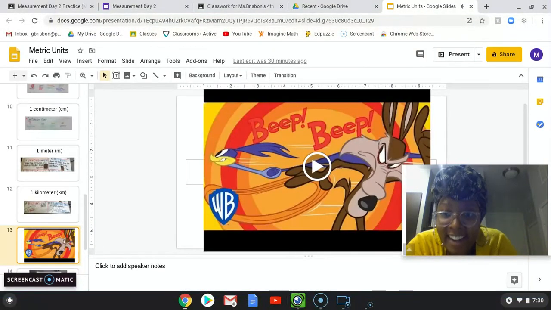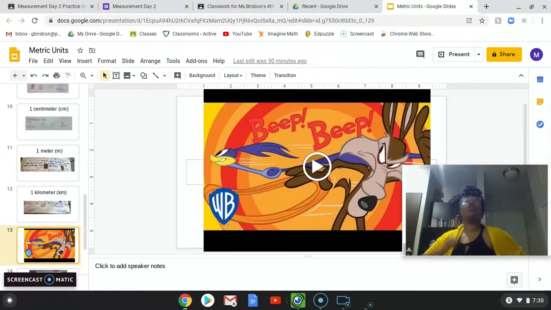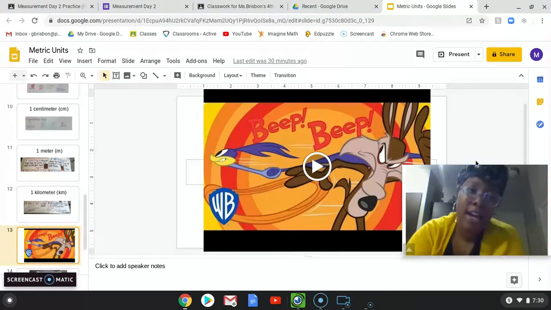So not quite, but anytime you think of a kilometer or a mile, think of the Road Runner running down those highways so quickly, right? He's going a far distance, and Coyote probably, just like normal, will not be able to catch him.